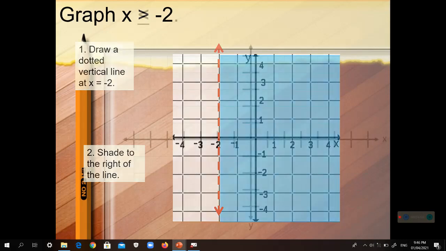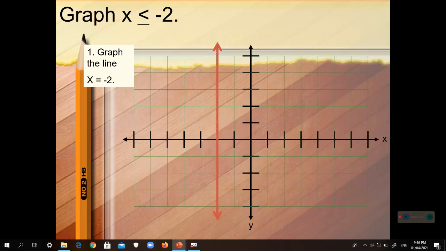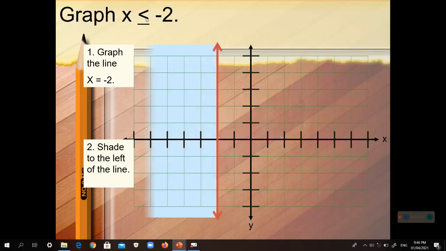Okay, another example, if you are given x is less than or equal to negative 2. So, we have here to graph x is equal to negative 2. So, we have here to use solid line because of the or equal symbol. And then, you are going to shade the left of the line because you have less than or equal to. Okay, question? Okay, next.